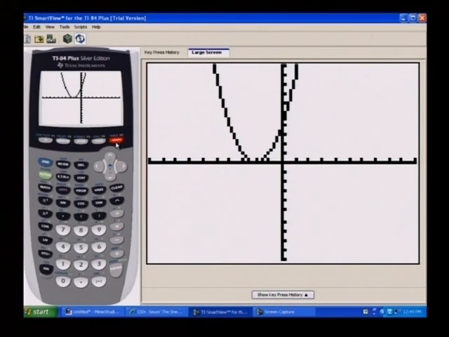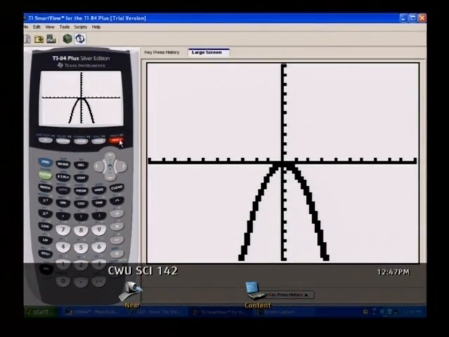You'll find then that the equation for this graph was y equals the quantity x plus 2 squared. Okay, next graph. We'll continue on here. Okay, here's our next graph. See if you can match this graph.